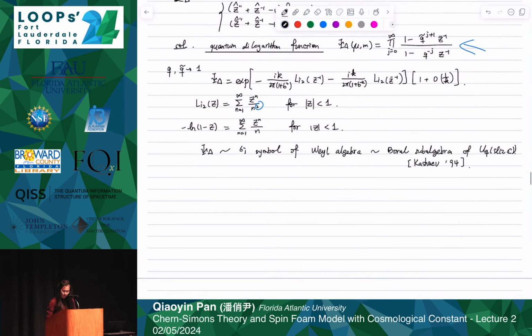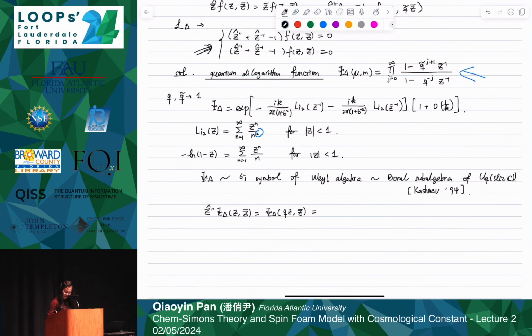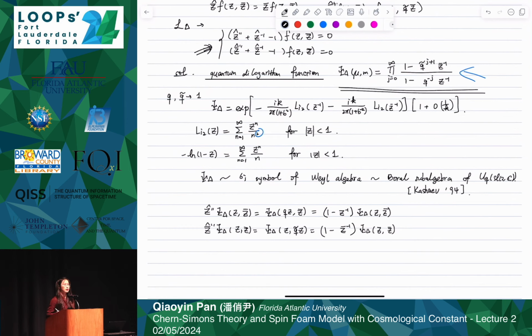And this is just what we wrote here, because I told you that z double hat acting on the function just multiplies the variable in the function by q. And because of this equation, I know that it must equal 1 minus z to the inverse times the function. And we also have the bar version of it, which multiplies the variable z bar by q tilde. And this gives us another recursion relation. And using this recursion relation, you can actually derive what we got here. So this is another similarity.